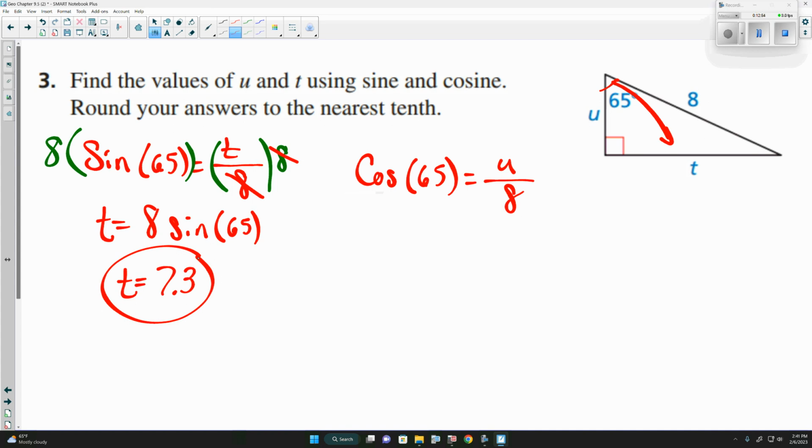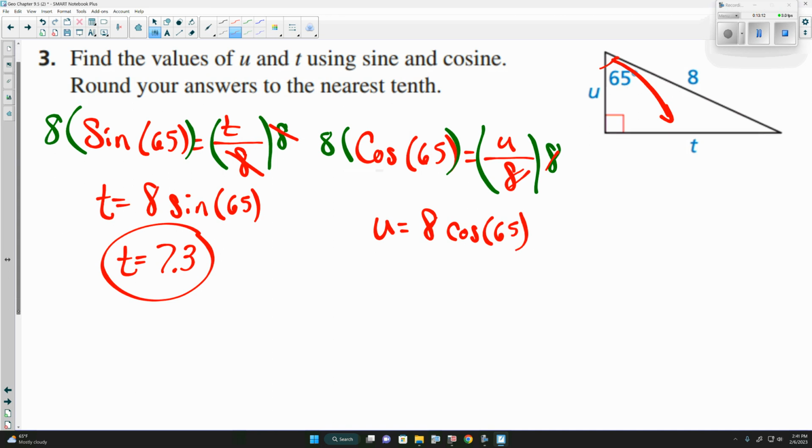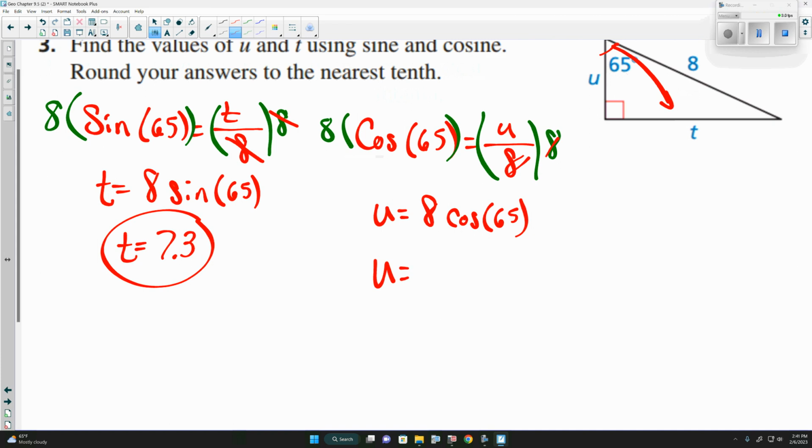Now what would we do for cosine? First step would be to multiply both sides by 8, because here the 8 and 8 would cancel, leaving us with u by itself is equal to 8 cosine of 65 degrees. And if we plug it in, we would get 3.4. Questions on this here?